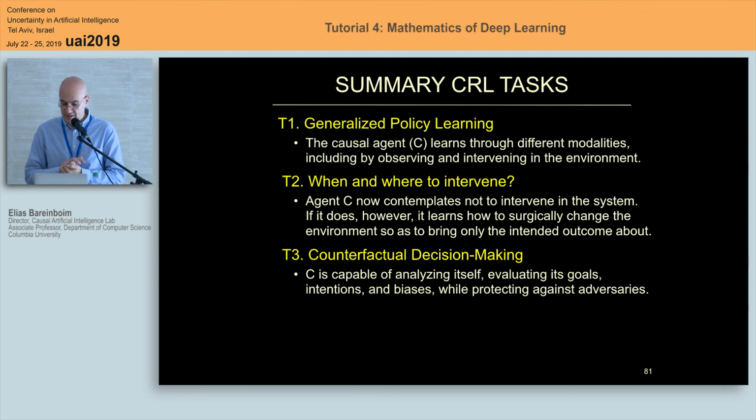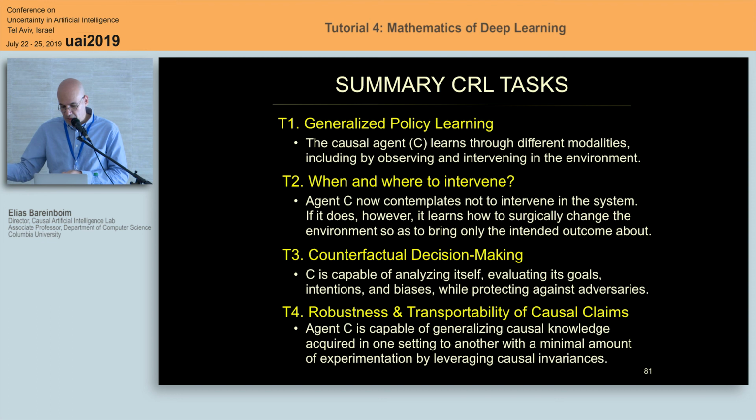Counterfactual decision-making: I talked about that, not so briefly, maybe 10 minutes. C is capable of analyzing itself and contemplating that it is about to do something, and then protects against its adversaries, such as the greedy casino. I didn't talk about robustness and transportability, but agent C is capable of generalizing causal knowledge acquired in one setting to another with a minimal amount of experimentation by leveraging the structural causal invariants across settings.